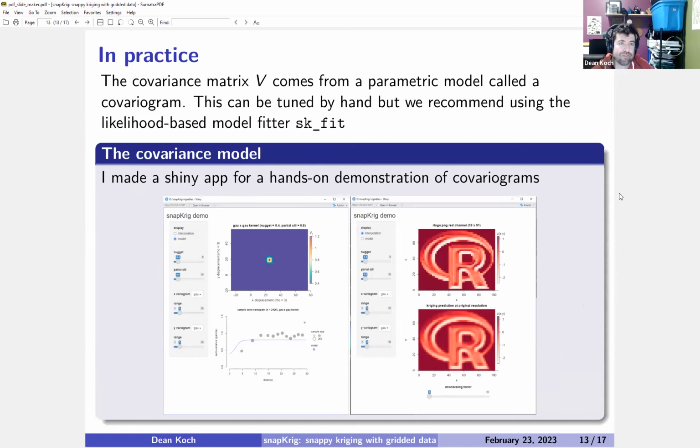In practice, what you're going to have to do if you want to do spatial prediction is probably you're going to have to fit a covariance model. And I didn't think we had enough time for me to go into details of the theory about that, but I wanted to show you how this works in broad strokes. So I made this Shiny app, and I'll try to open that now.